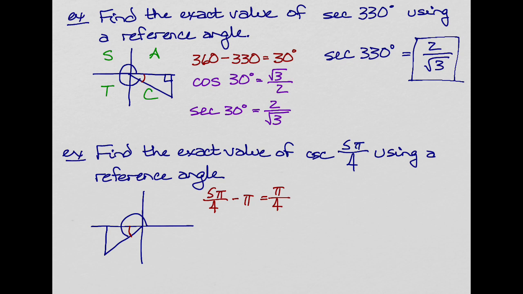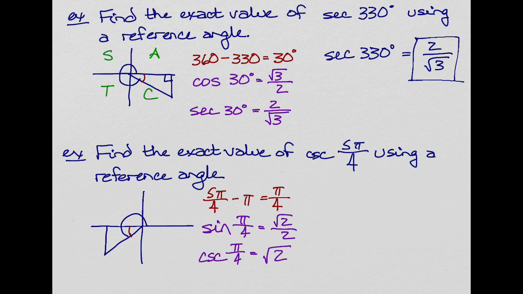Well, let's see. The cosecant is the reciprocal of the sine. The sine of pi over 4, that's the y value from the unit circle, is root 2 over 2. The cosecant is its reciprocal, which is root 2. It is 2 over root 2, but that simplifies to root 2, which is significantly simpler. So that's just going to be easier to work with if we call it root 2.